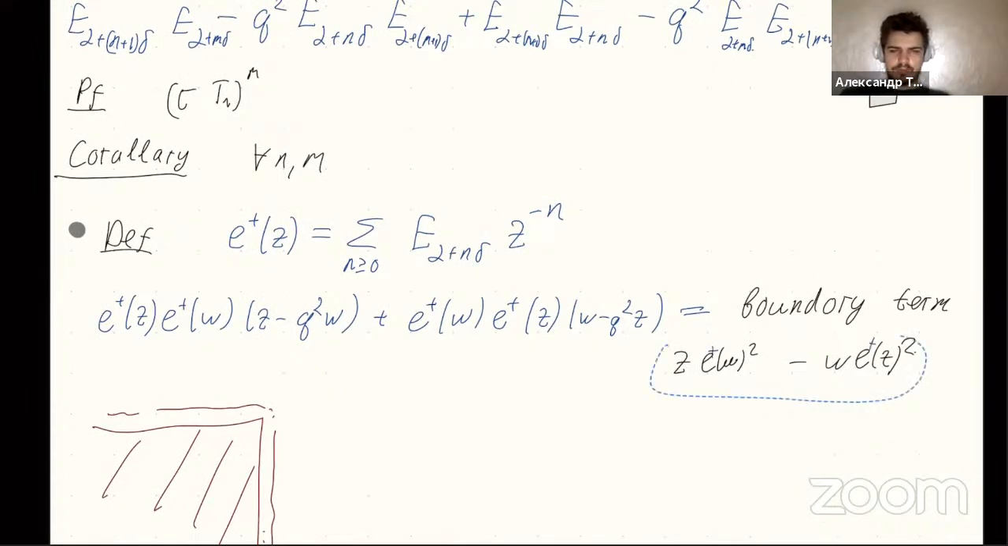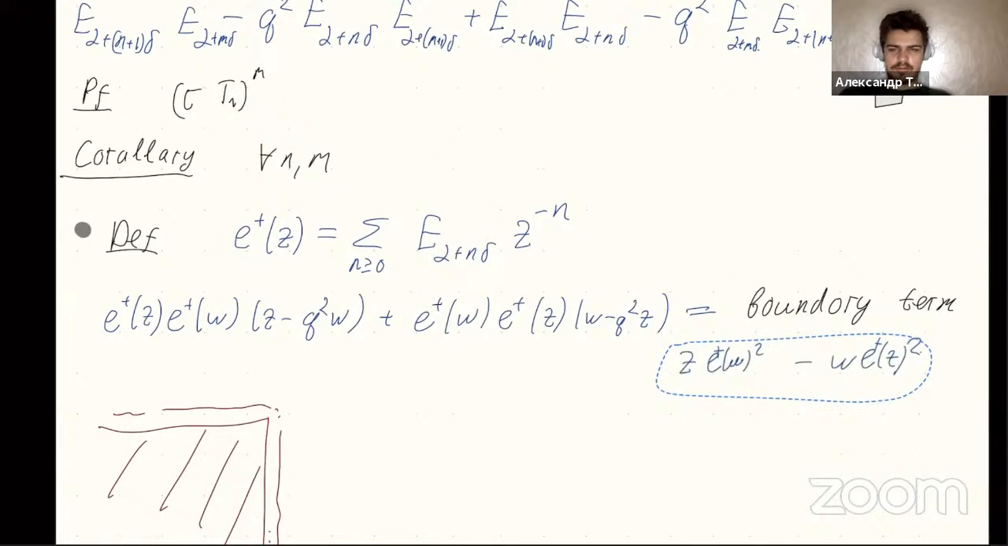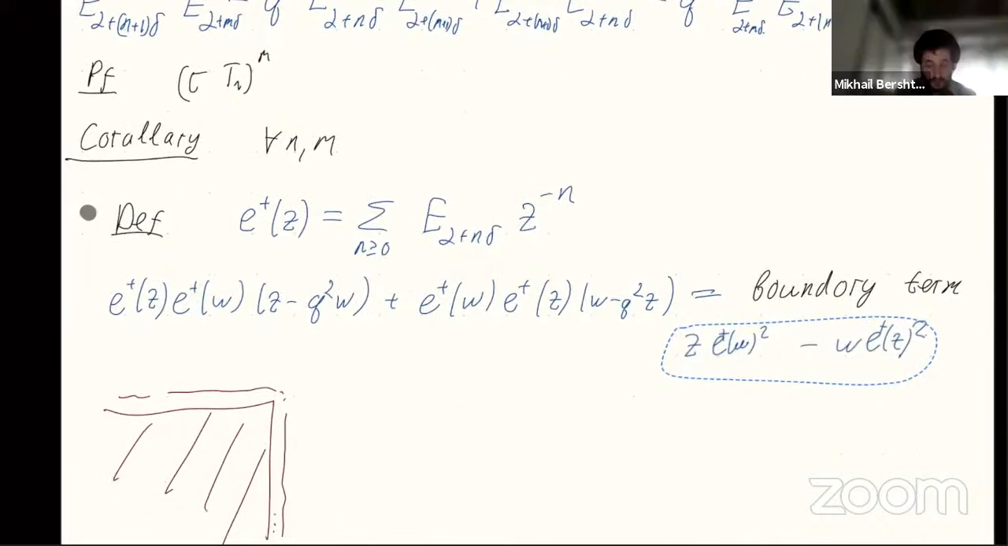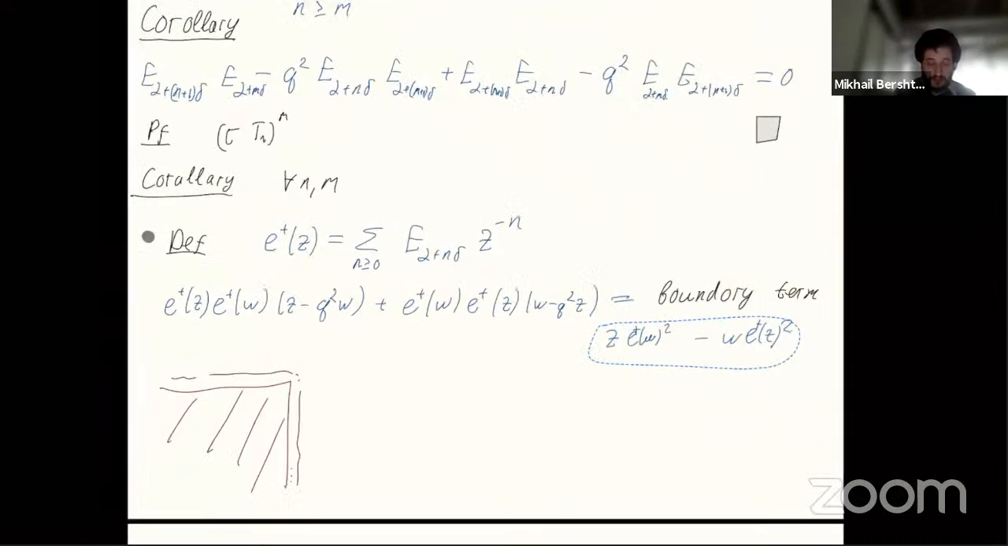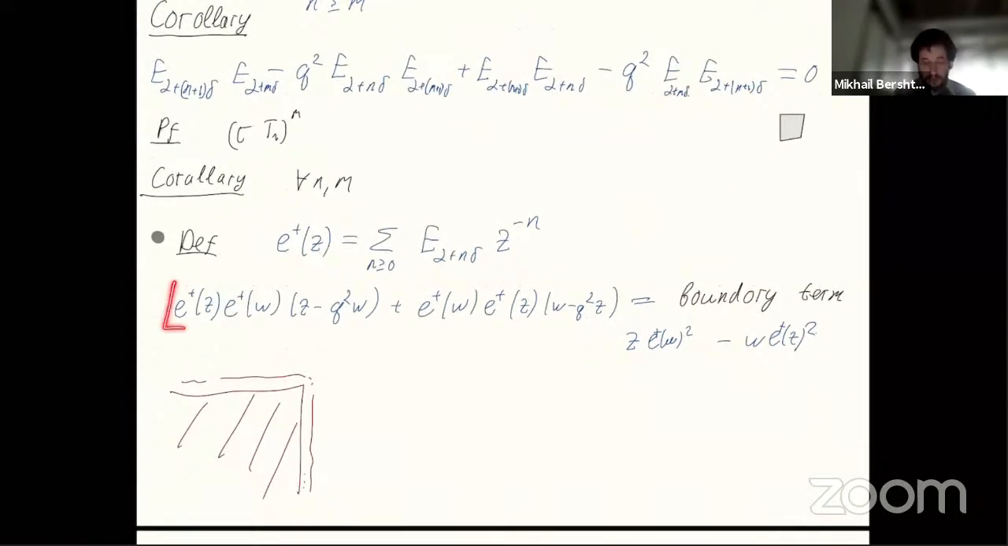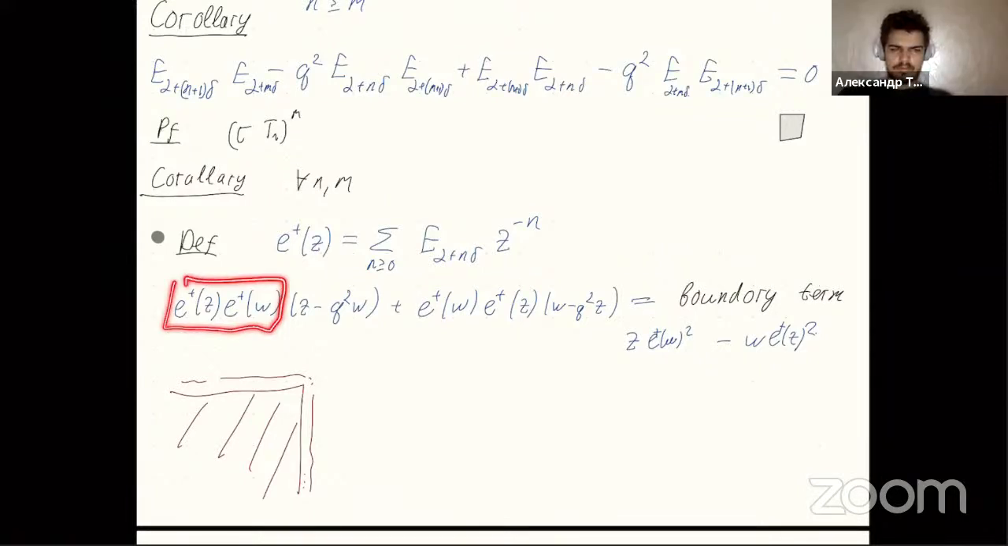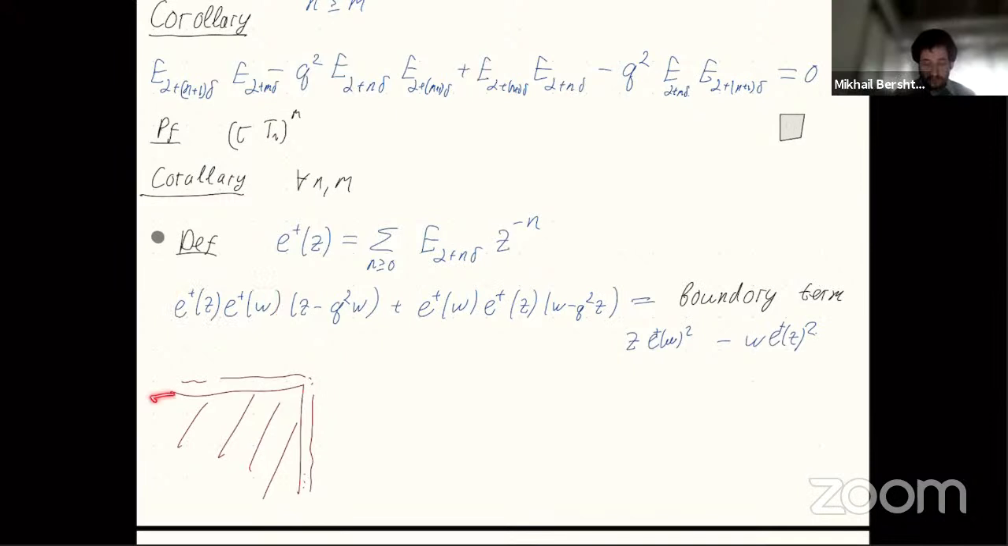In what sense are these boundary terms? If we take the product E plus of Z and E plus of W, it will be a power series in the non-positive powers of Z and W. This I draw by this angle. Then if we multiply by the linear function, we will get a power series where the powers of Z and W are not greater than 1.